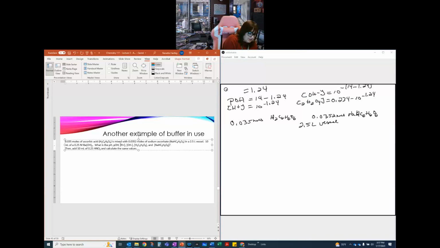10 milliliters of 0.25 molar Ba(OH)2 is added. What is the pH, pOH, H plus, OH minus, of the acid and the base? Okay. So let's take a look at this.